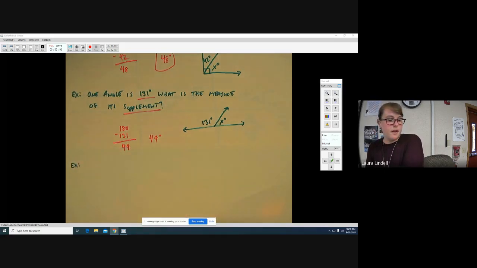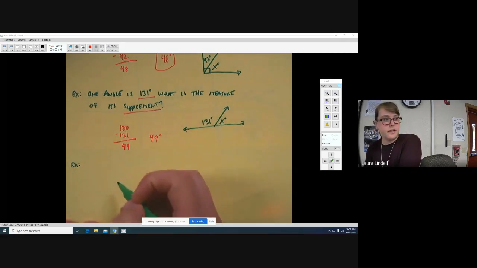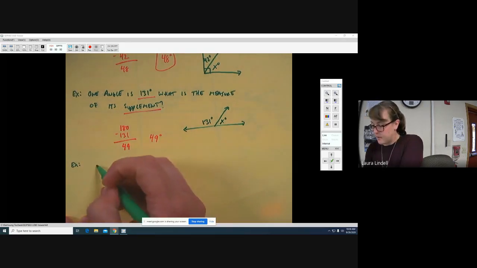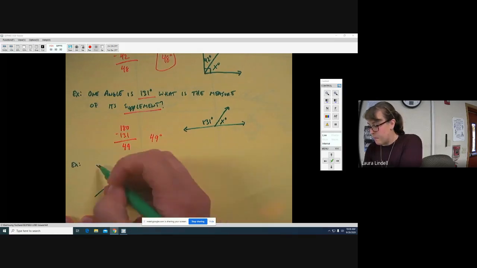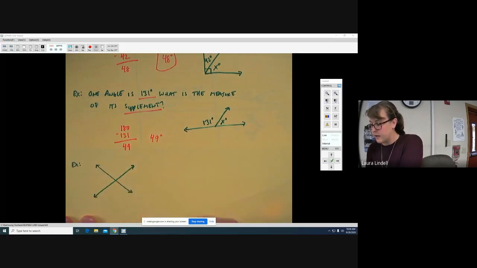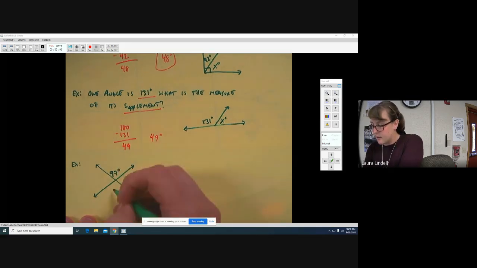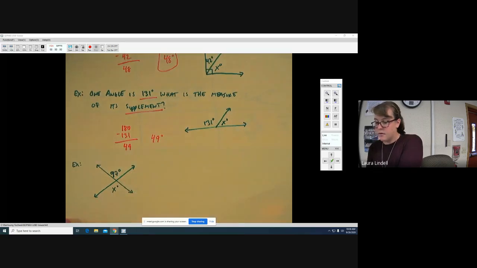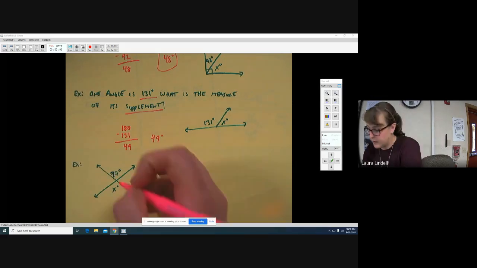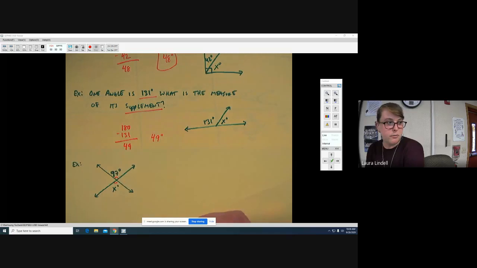All right. And then with vertical angles, usually they just give you pictures for that one. The most basic vertical angles picture is going to look like this. And we'll say that this is 97 degrees. And we want to know what that angle across from it, how many degrees does that one measure? And since we know vertical angles are congruent, I know that x will also be 97.